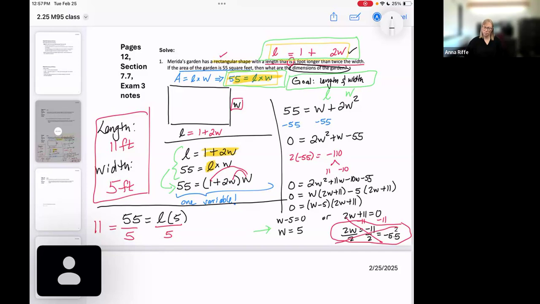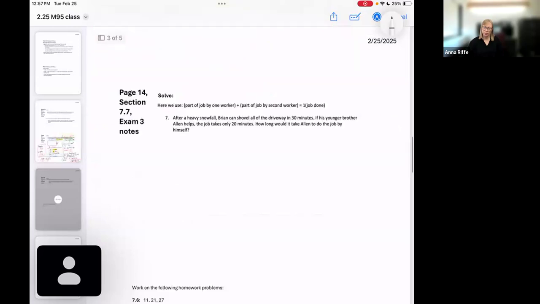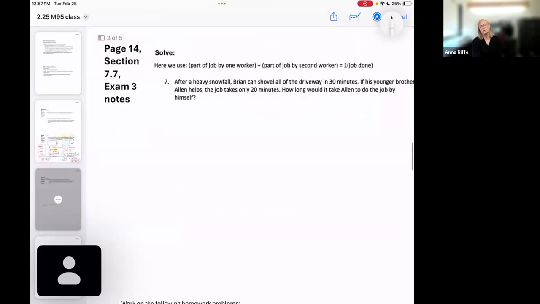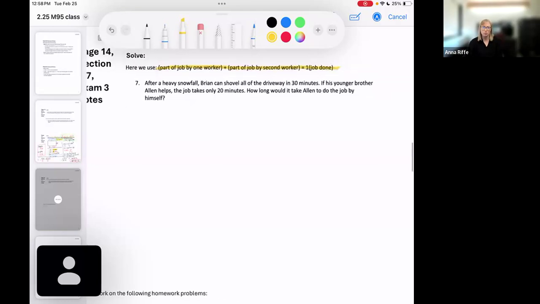Okay, one more then. There's a geometry problem for you. Another type that section 7.7 covers is that of work. And this is a really good setup. We generally, when faced with a problem that involves a job that needs to be done or a task that needs to be accomplished, we can use this setup. The part of the job by one worker plus the part of the job by the second worker is equal to 1, or that one job that needs to be done.